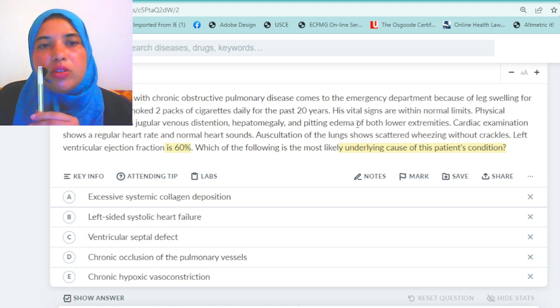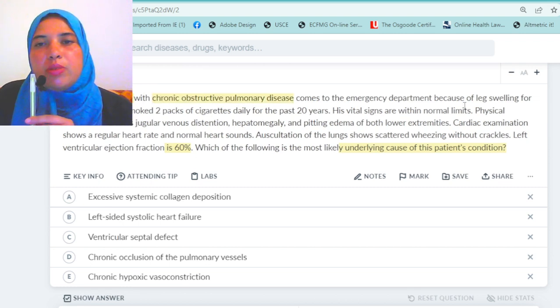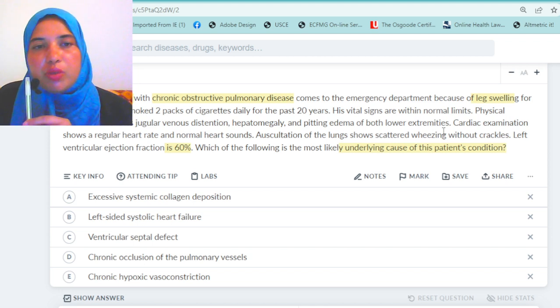57-year-old man. Like I always said, always highlight the age and gender of the patient in the clinical vignette. He has COPD, comes to the emergency department because of leg swelling for 2 weeks. He has smoked 2 packs of cigarettes daily for the past 20 years. His vitals are within normal limits. Physical examination shows jugular venous distension, hepatomegaly, pitting edema of both lower extremities. So we're looking at very classic symptoms of heart failure. Cardiac examination shows regular heart rate and normal heart sounds. Auscultation of the lungs shows scattered wheezing without crackles. Okay, without crackles, I'm going to highlight that.